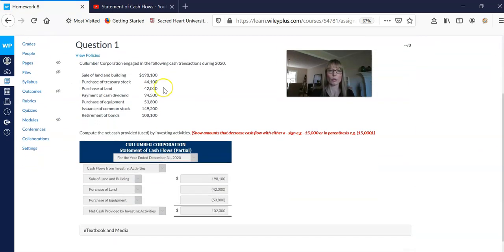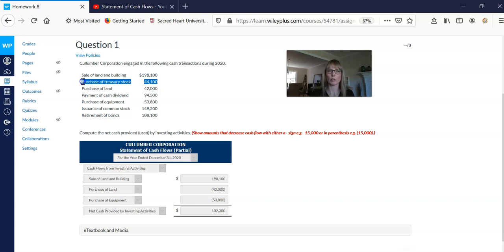So here's one. We're given information like this on an exam, but instead of preparing the whole statement, we're simply asked to do one thing, such as find the cash provided by or used in investing activities. So we're not asking for every single box. We need to be able to go through these items and say, where is that on the statement of cash flows? Sale of land and building, that is in the investing section. Is it a cash receipt or a cash outflow?